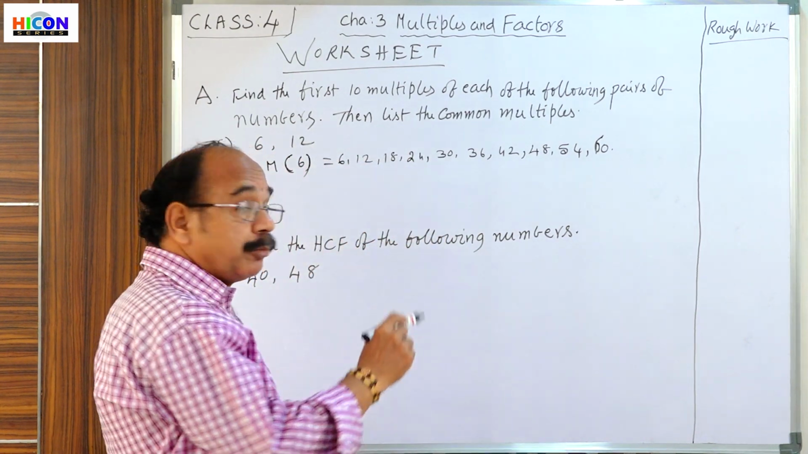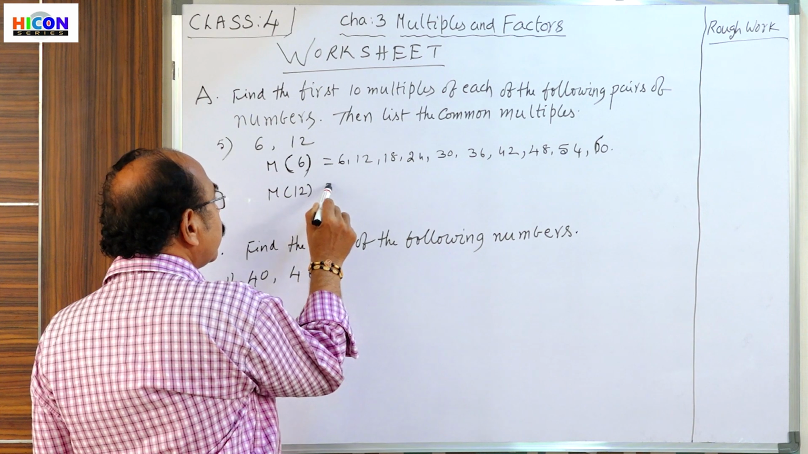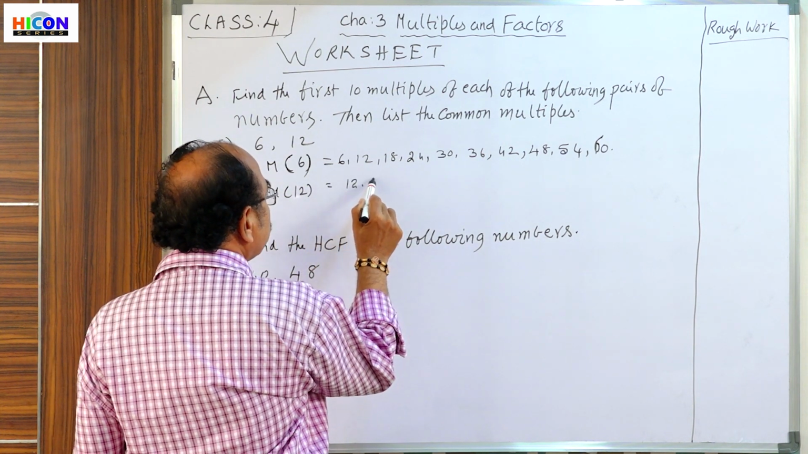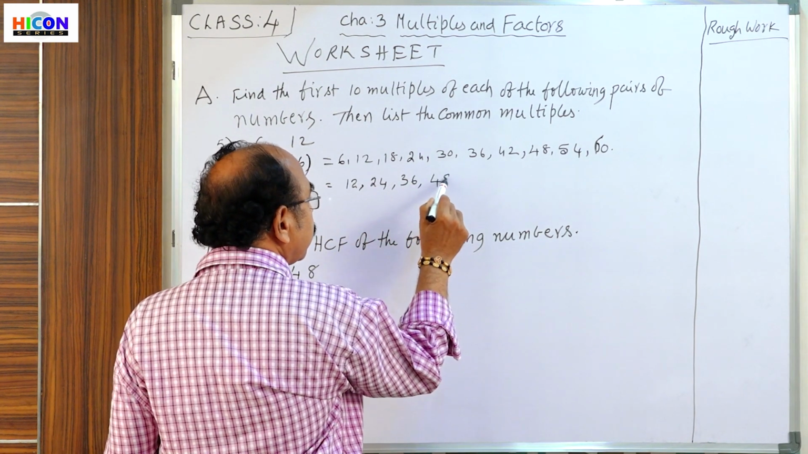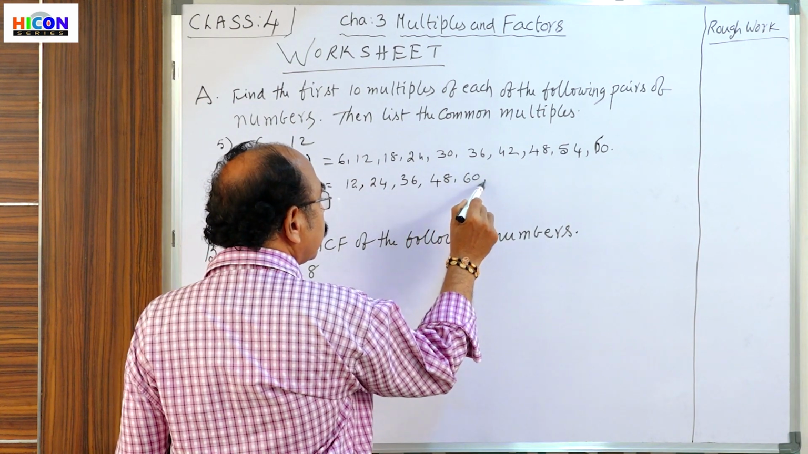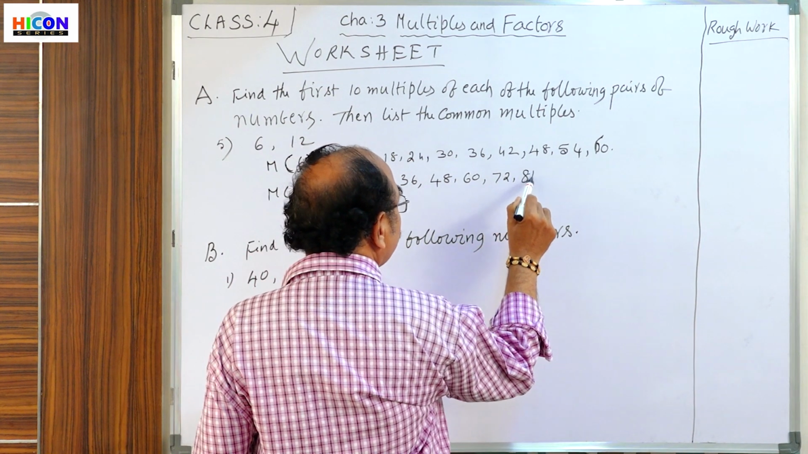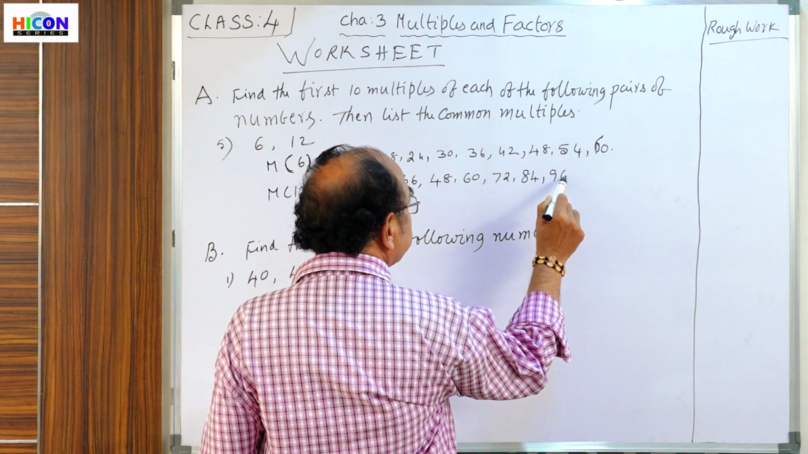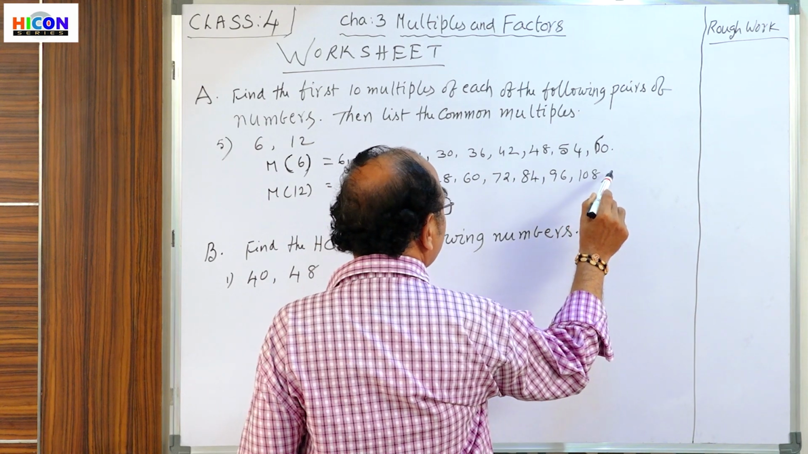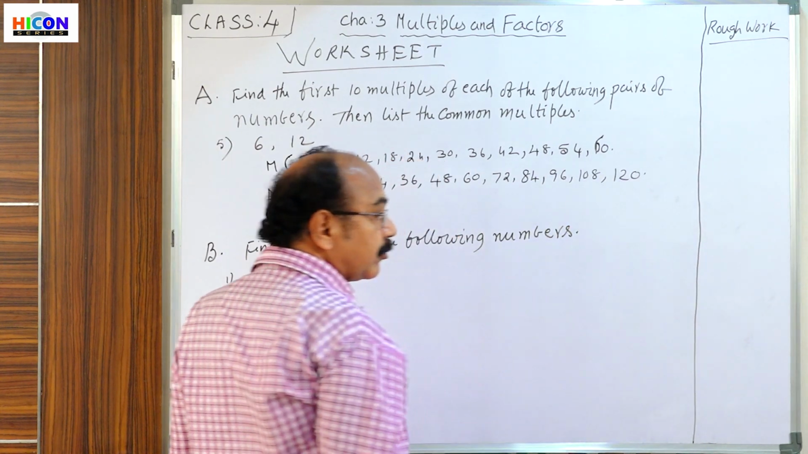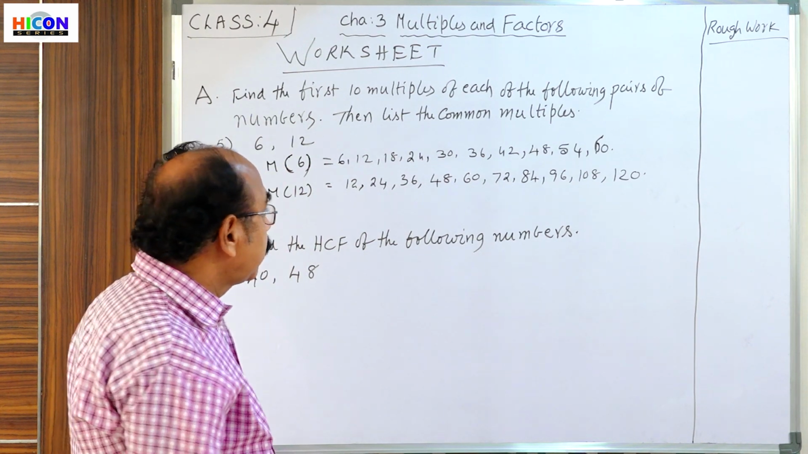Now you write the multiples of 12. So, multiples of 12. 12 ones are 12, 12 twos are 24, 12 threes are 36, 12 fours are 48, 12 fives are 60, 12 sixes are 72, 12 sevens are 84, 12 eights are 96, 12 nines are 108, 12 tens are 120. Okay, only the first 10 multiples are enough. Now you select the common multiples.